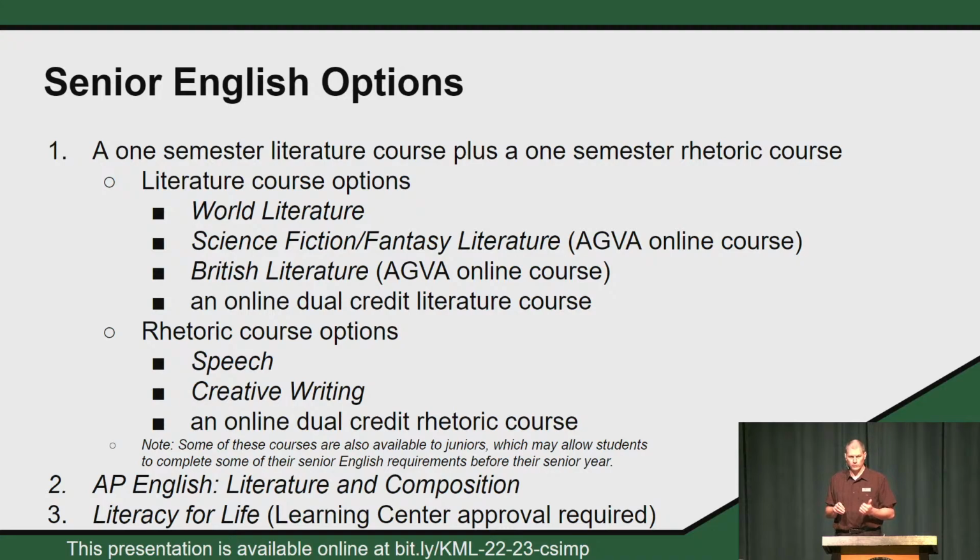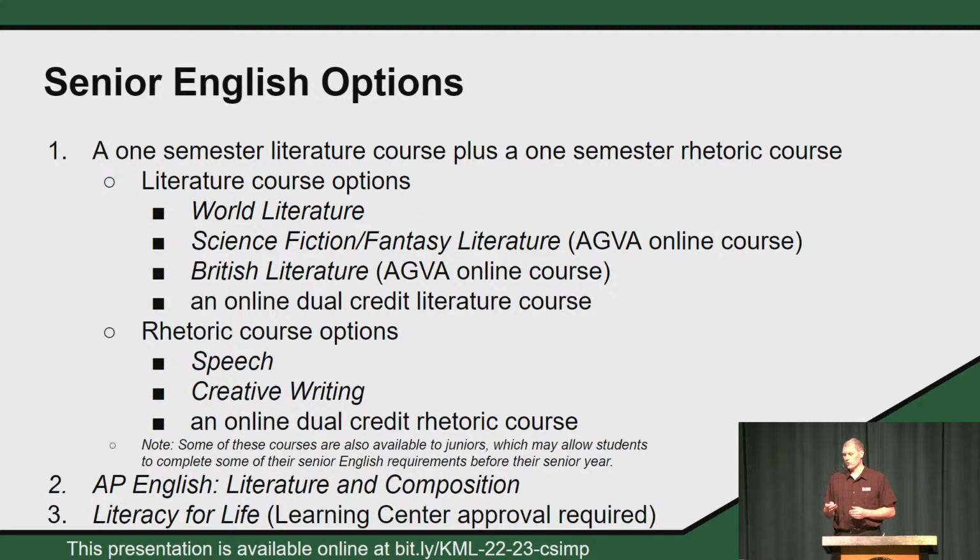On the rhetoric side of things, we offer here on campus both speech and creative writing. And then there are also some online dual credit rhetoric course options. And you can mix and match. So you could have a student who takes world literature and then takes a dual credit rhetoric course and vice versa. The second option is that a student can take AP English, Literature and Composition.